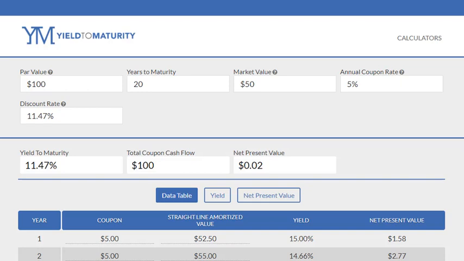When determining the yield to maturity of a bond, there are four key pieces of information a person needs to know. First, what is the price that is paid to purchase the bond? Here it's the market value. Second, what is the par value of the bond, or in other words, what is the price that the bond will be when the bond matures? That's here.